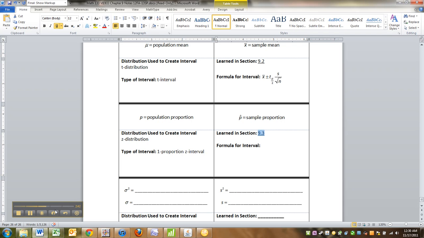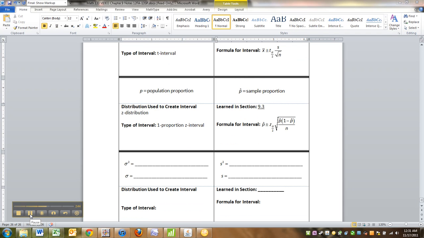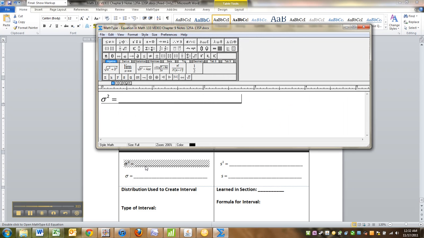Here's the formula from section 9.3: p hat plus or minus z. Notice these are z's as opposed to these ones, which are t's. So if you see percents, proportions, any of that stuff talked about in the problem, they're working with proportions, and this is the kind of interval you want to make. This is particularly important because all sample surveys like Gallup and CNN and Fox News all work off of those.